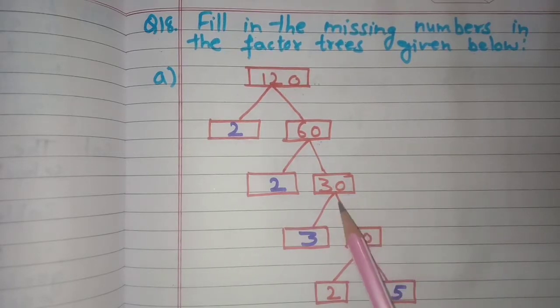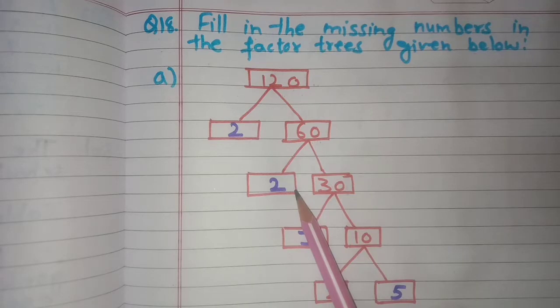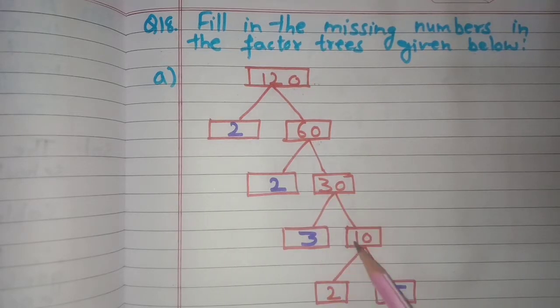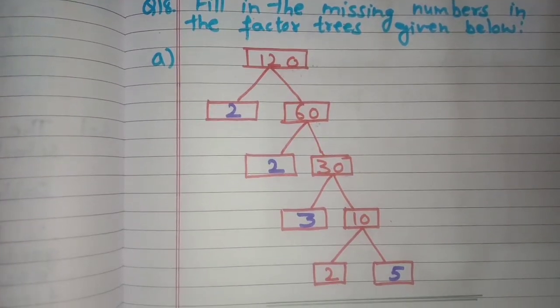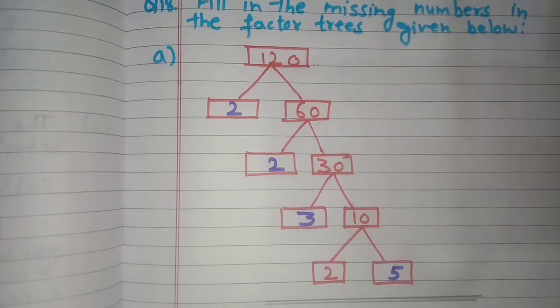Now here after this number, we need to find the two numbers which, when multiplied, give 30. So one of the numbers is 10. When we multiply 10 by 3, we will get 30. Similarly, here we need to find the two numbers by multiplying which we will get 10. So 2 is already given and the other number will be 5, because 2 fives are 10. So this is how we can find the missing numbers in the given factor tree.